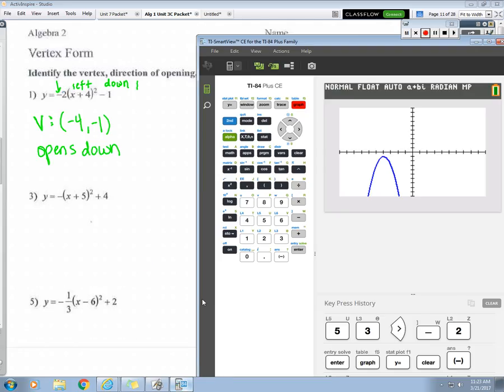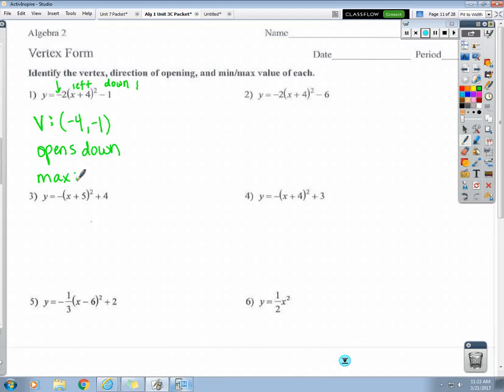Now, does this parabola have a max or a min? A max. Anytime a parabola opens down, isn't the vertex going to be the maximum point? So it has a max, and the max is the vertex. So let's try number 2 without even graphing it.